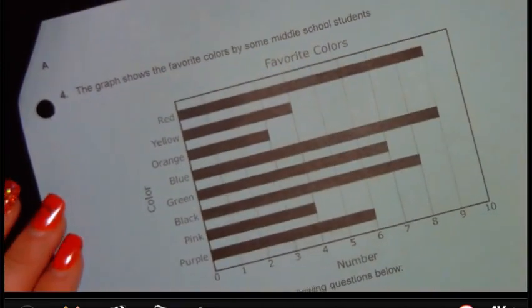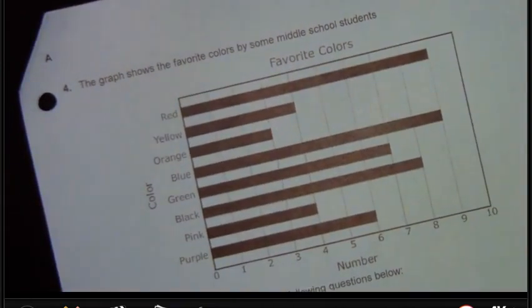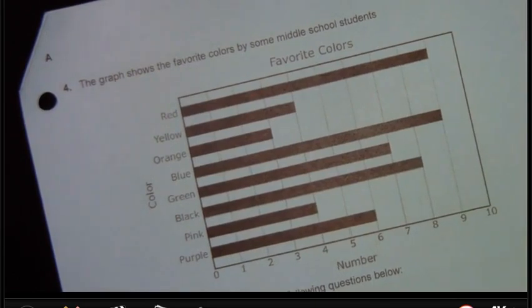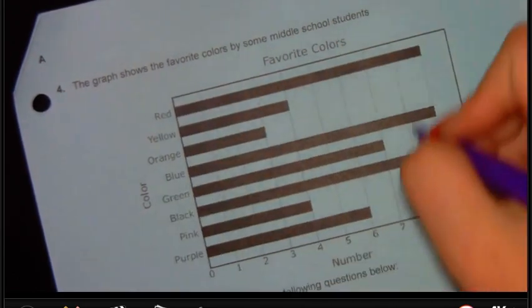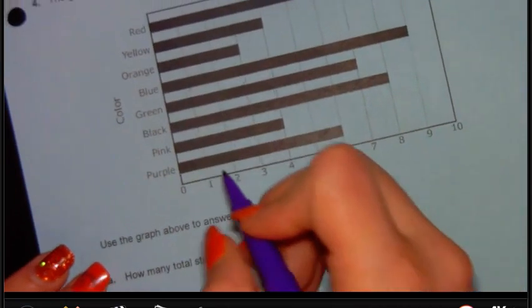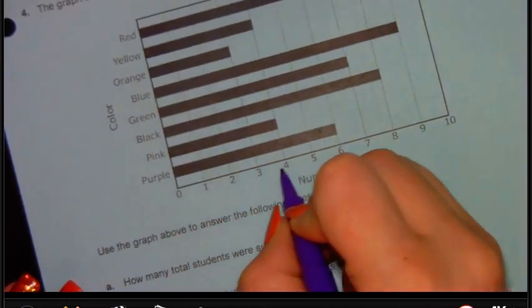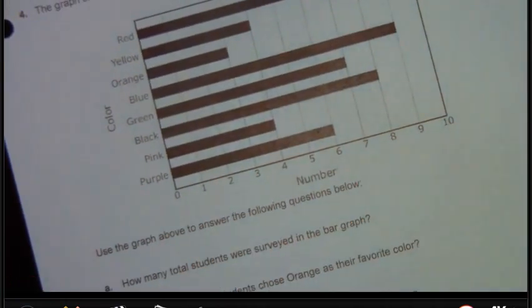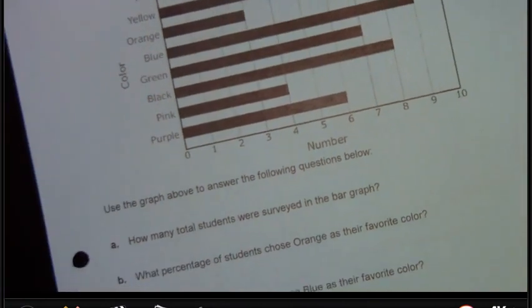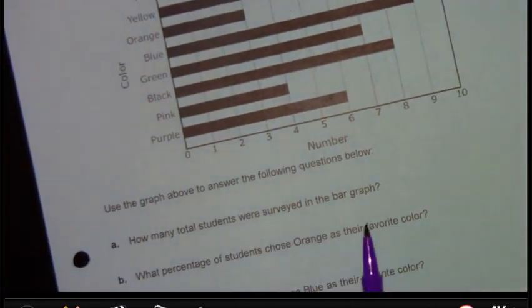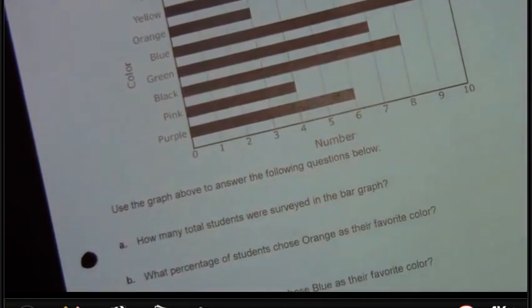All right, number 4, I've got a graph, and it looks like it's the favorite color of middle school students. This bar graph is done horizontally. The one thing we need to double check with our graph is the scale. Our scale is going up by 1, and our categories are here on the left. Use the graph above to answer the following questions. How many total students were surveyed in the bar graph?